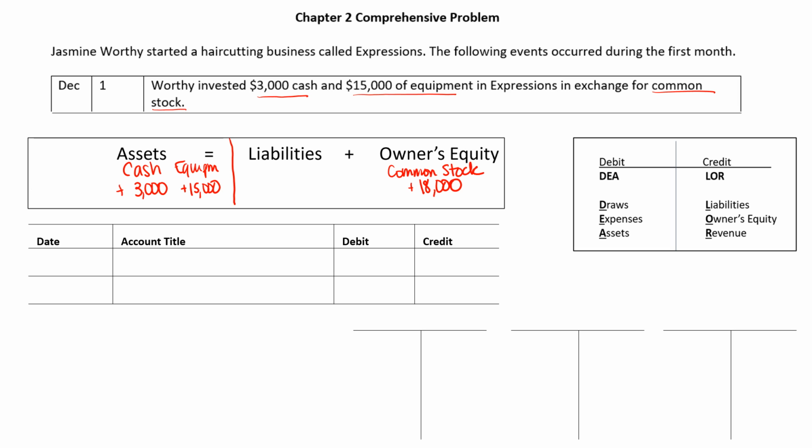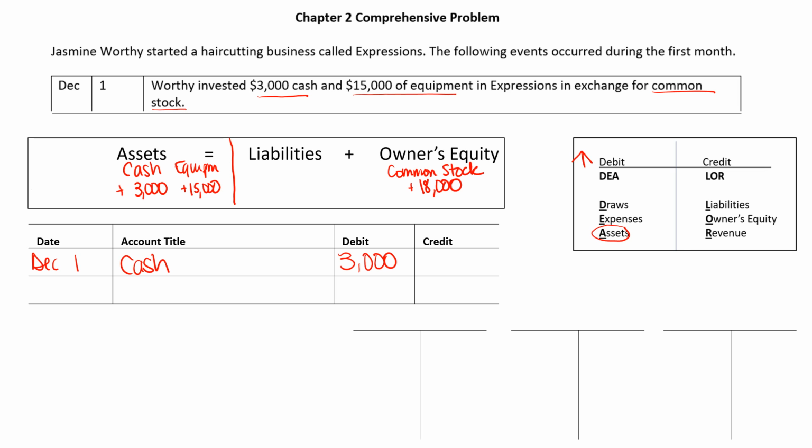So with that information, we look at the types of accounts these are and figure out whether we will need to debit or credit those accounts to properly show how they're increasing. So we'll first look at cash. Cash is an asset. Assets increase with a debit. So that means since cash is increasing by $3,000, we know that we will debit cash $3,000. So the date is December 1st. We debit cash $3,000.